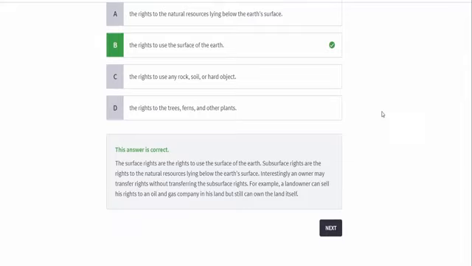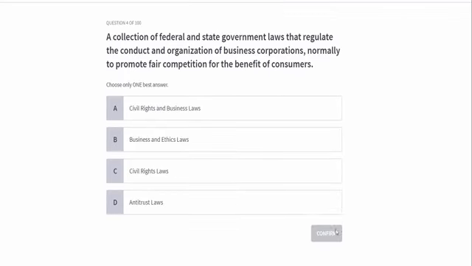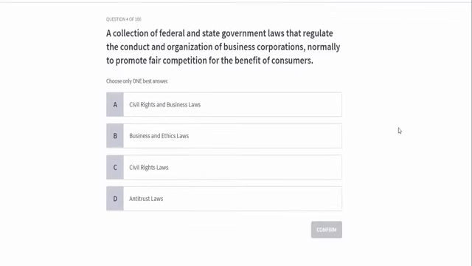So for example, a landowner can sell their rights to an oil and gas company for his land. So those would be his subsurface rights, but he can still own the surface rights, which has the land itself. So maybe his property, his home, stuff like that. Hopefully that makes sense. But yeah, be familiar with those two terms. And yeah. All right. So next one, question number 4.